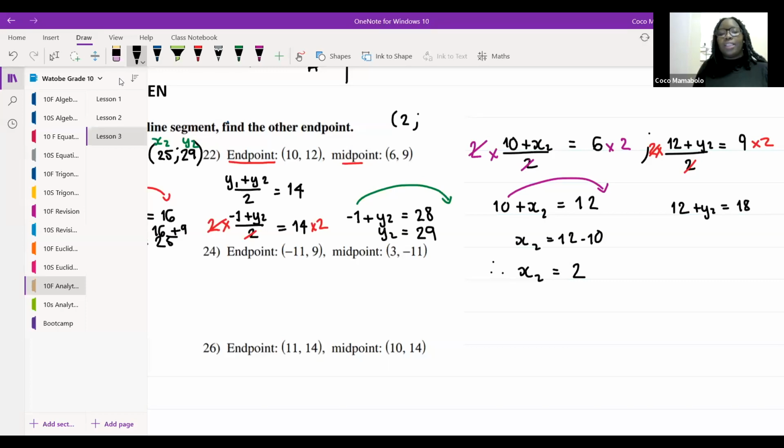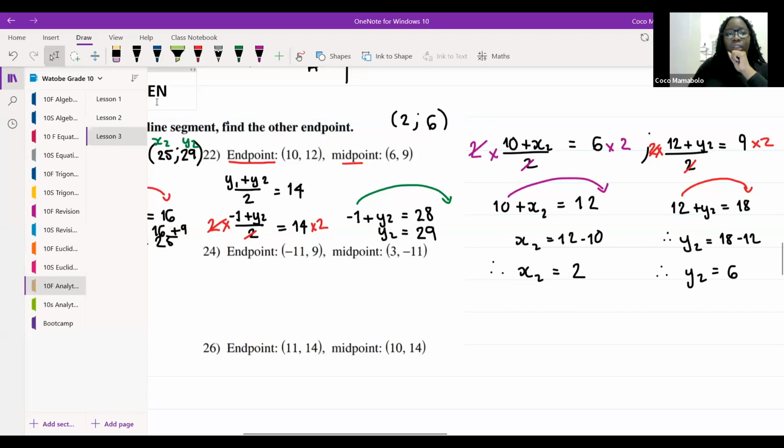Beautiful. All right. Next step. We're going to take the 12 to the other side, and then the positive is going to change to a negative, which is Y2 equals 18 minus 12, which is 6. Therefore, Y2 is equal to 6. Well done. You did that so efficiently and so quickly. So proud of you. Excellent work. Thank you, ma'am. Awesome.